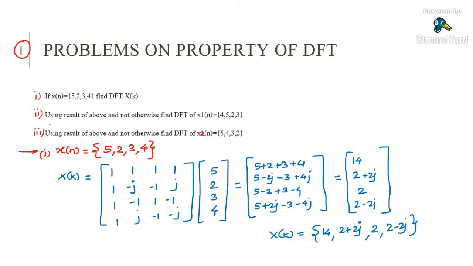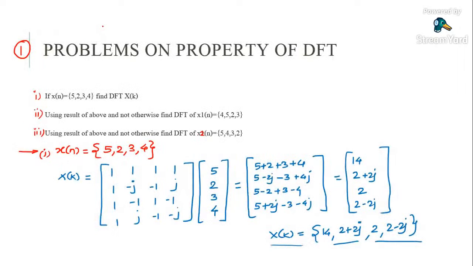In the second part, you must use the result of the first one. If you solve by the matrix method, it is wrong, because it is mentioned in the problem that you must use the result of the first part. It means that you must use this particular DFT, and only then find the DFT of the second. Now we'll solve for the second.